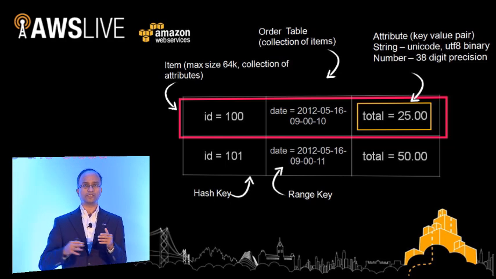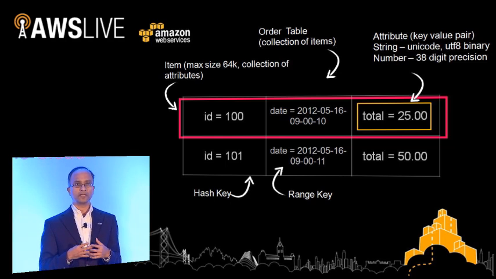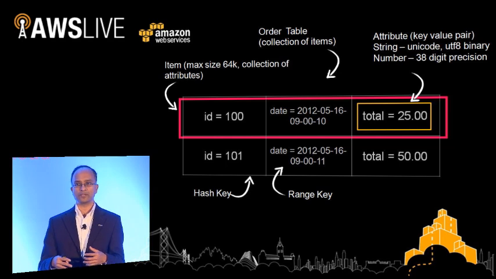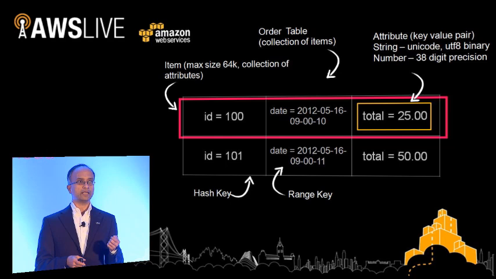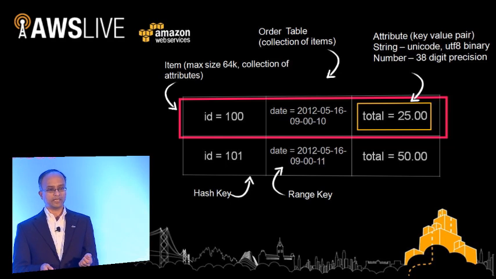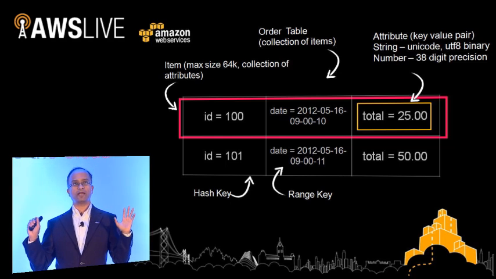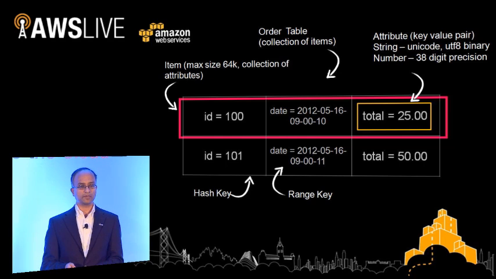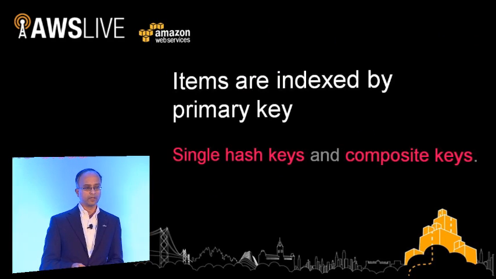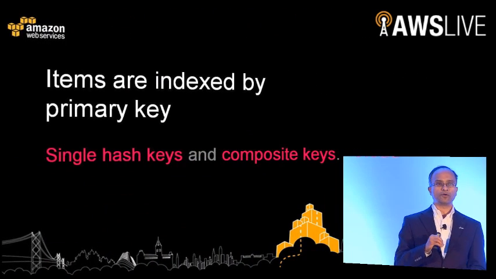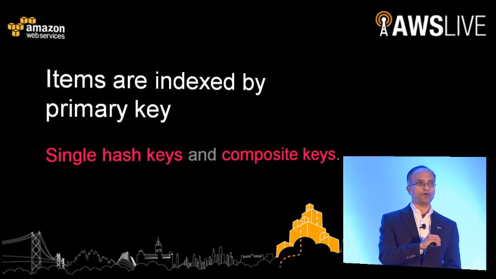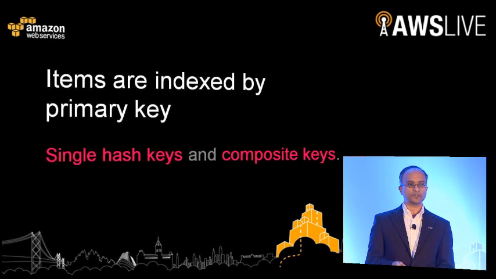You can create additional items that have more attributes or less attributes. It's really a schemaless representation. Your primary key can be a hash key or a range key. This is it. It's about as simple as it gets from a conceptual point of view. All items are indexed by primary key, so you always will be able to go get the item that you're looking for based on the primary key that you specify.